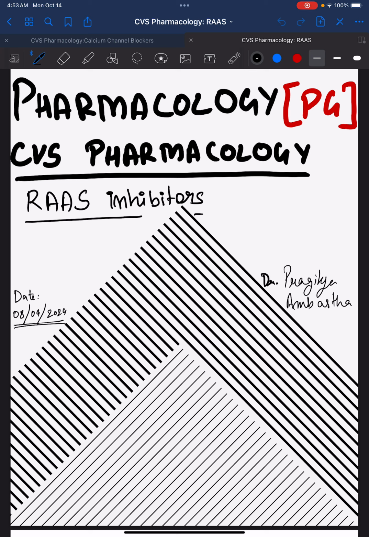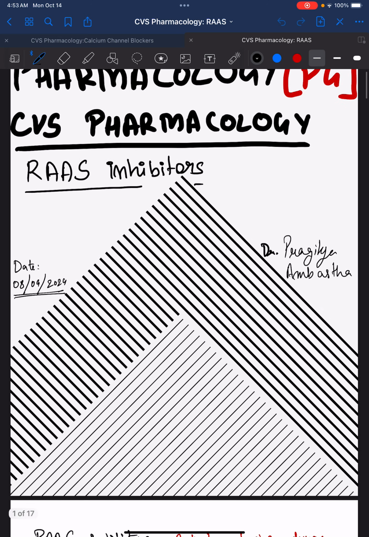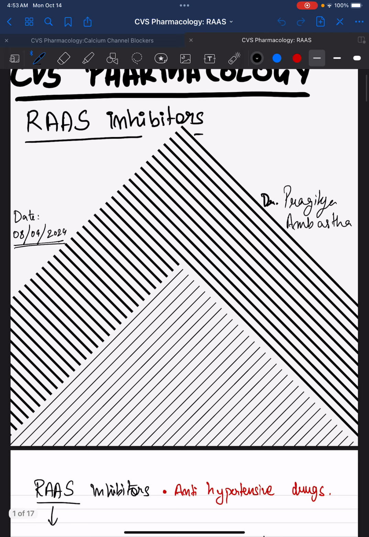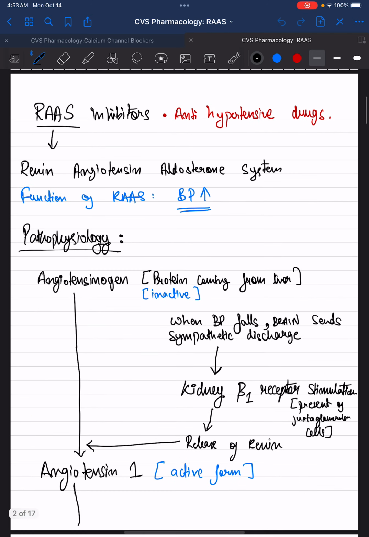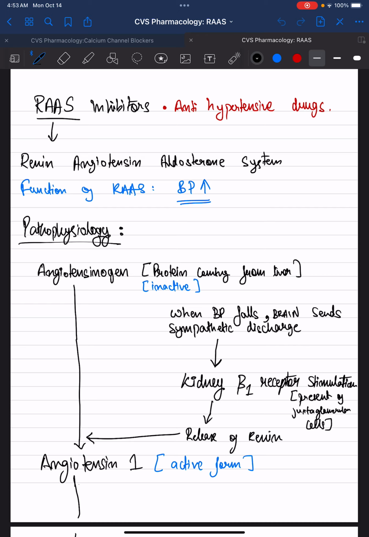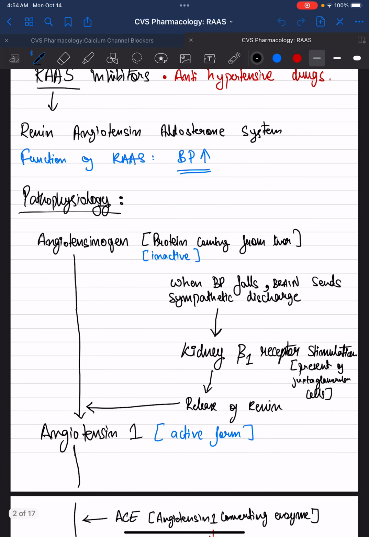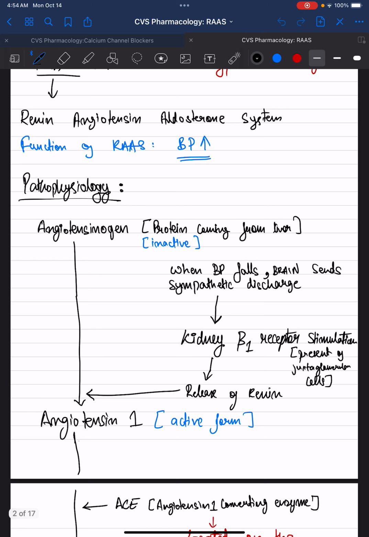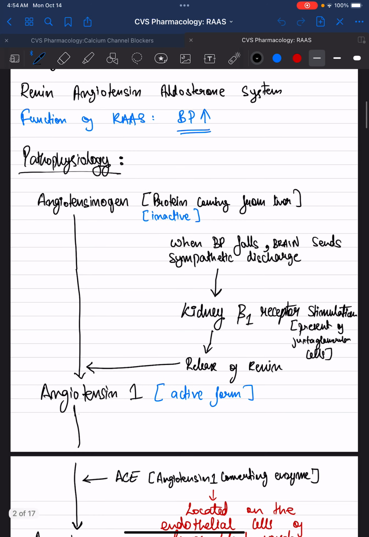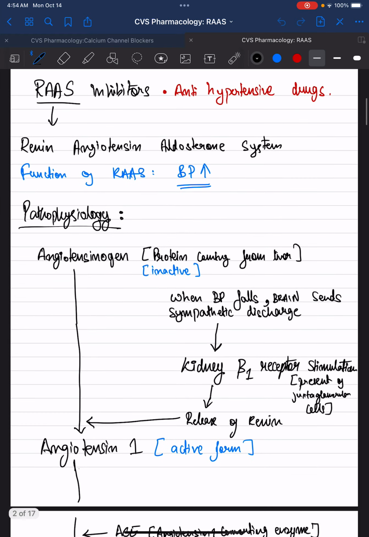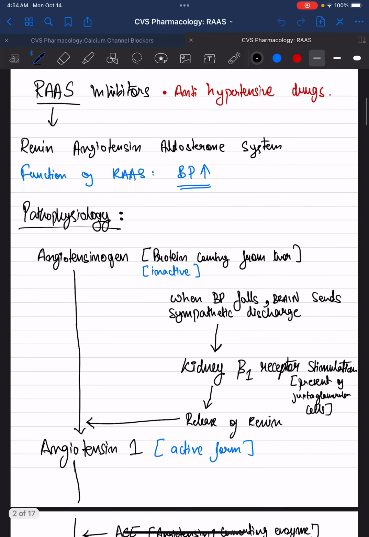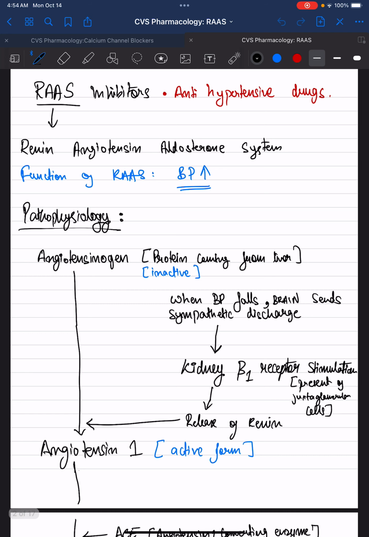It is intended for NEET PG purposes, and it is on cardiovascular pharmacology, in which it is on RAAS inhibitors. So RAAS, as you know, is the renin angiotensin aldosterone system. So basically, RAAS inhibitors are antihypertensive drugs. The function of the RAAS system is to increase BP. So if you inhibit the system, the BP will decrease. That's why it is an antihypertensive drug.